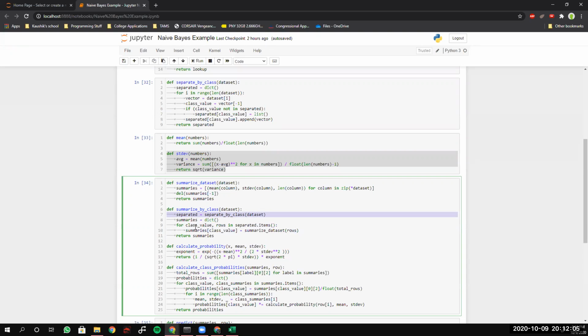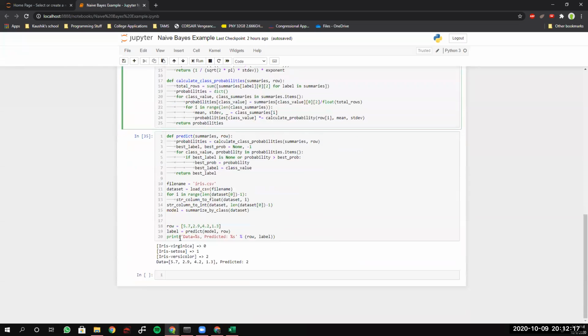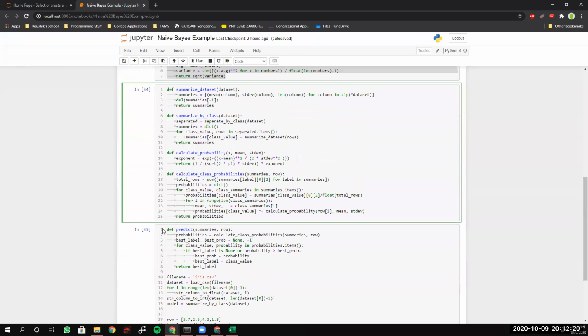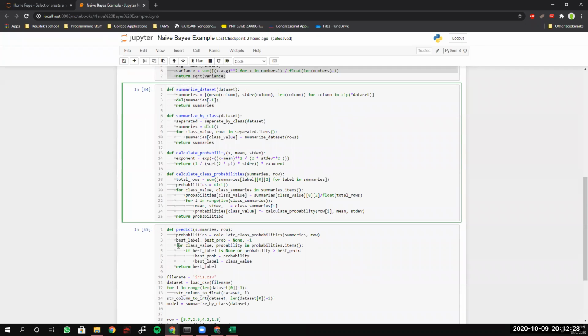And so once it returns the summaries of all of this, the mean, the standard deviation, and the length of each one, it'll return the summaries back to where we first called it, which is basically saved within the model, right? Why do I feel like I'm skipping a step?